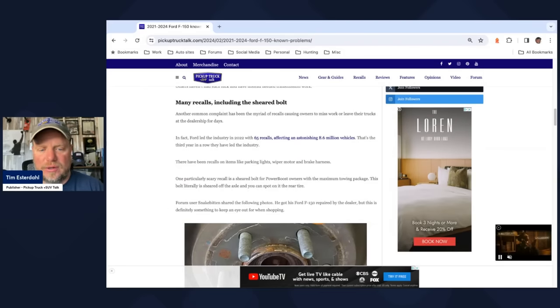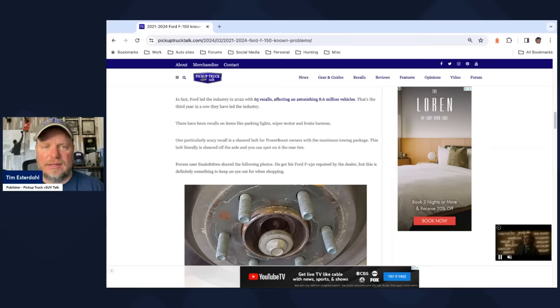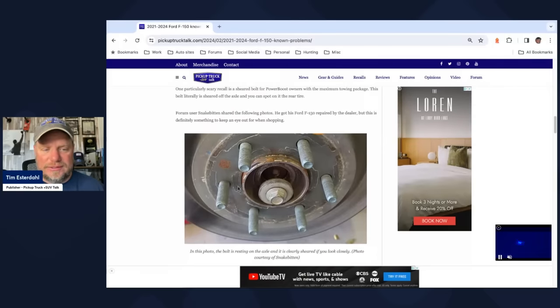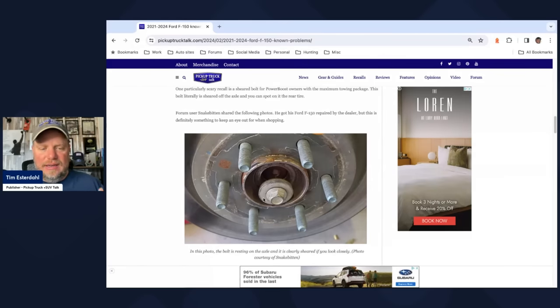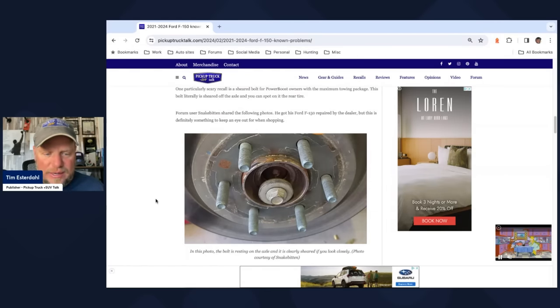It's for Power Boost owners with the maximum tow package. So a combination of things: the Power Boost package, which is the hybrid system, and the maximum tow package. Get these two together, and you have a sheared bolt. Snakebitten, the forum user's name, talked about this, and he's got these photos. You can see the bolt right there in the middle of the axle. It is sheared forward. It looks like it's not quite connected.